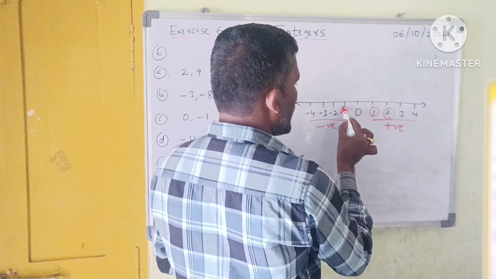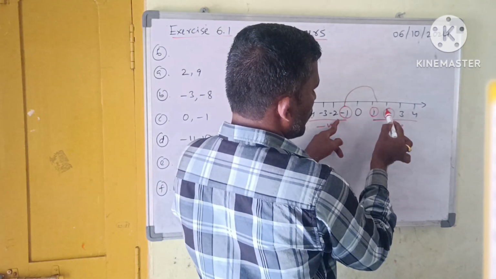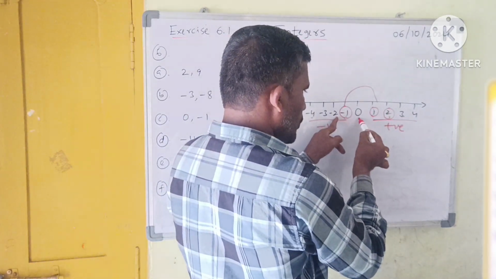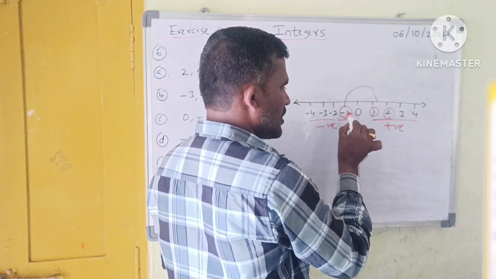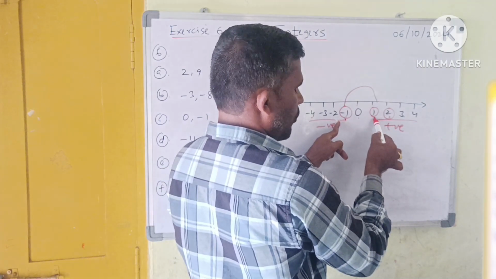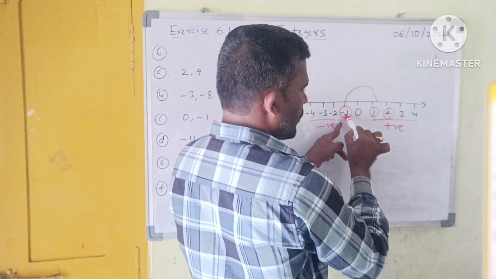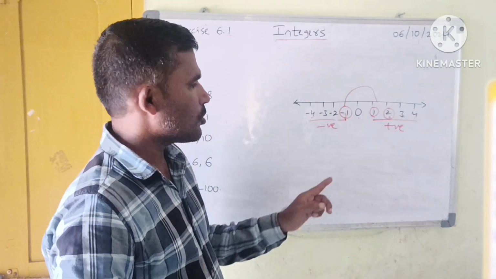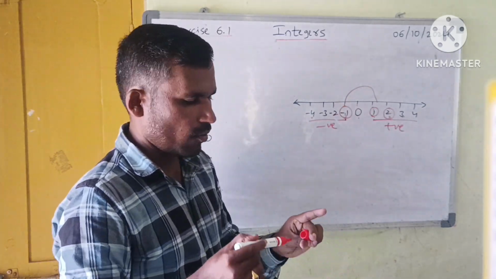For example, I am taking -1. -1 is left side to the 0, 1, 2, 3, 4 and so on. -1 is less than 0. -1 is less than 1. -1 is less than 2. -1 is less than 3. -1 is less than 4. So left side means less value, right side means greater value.